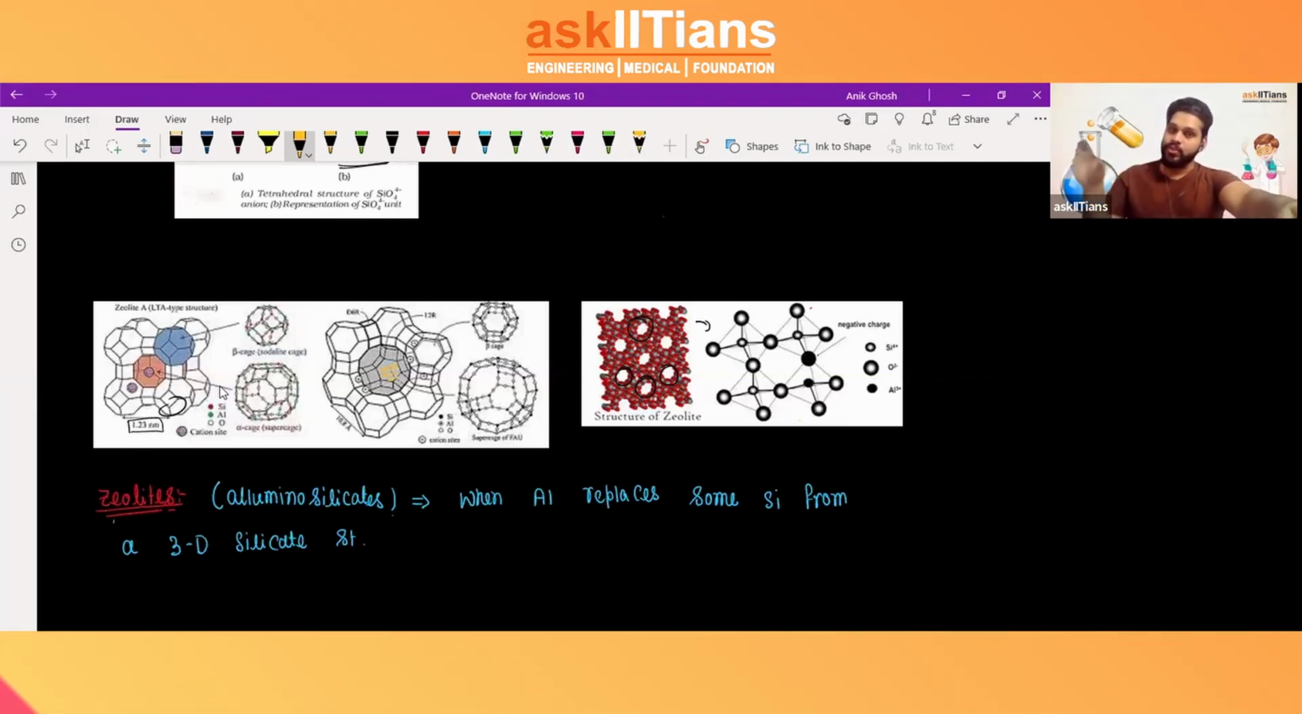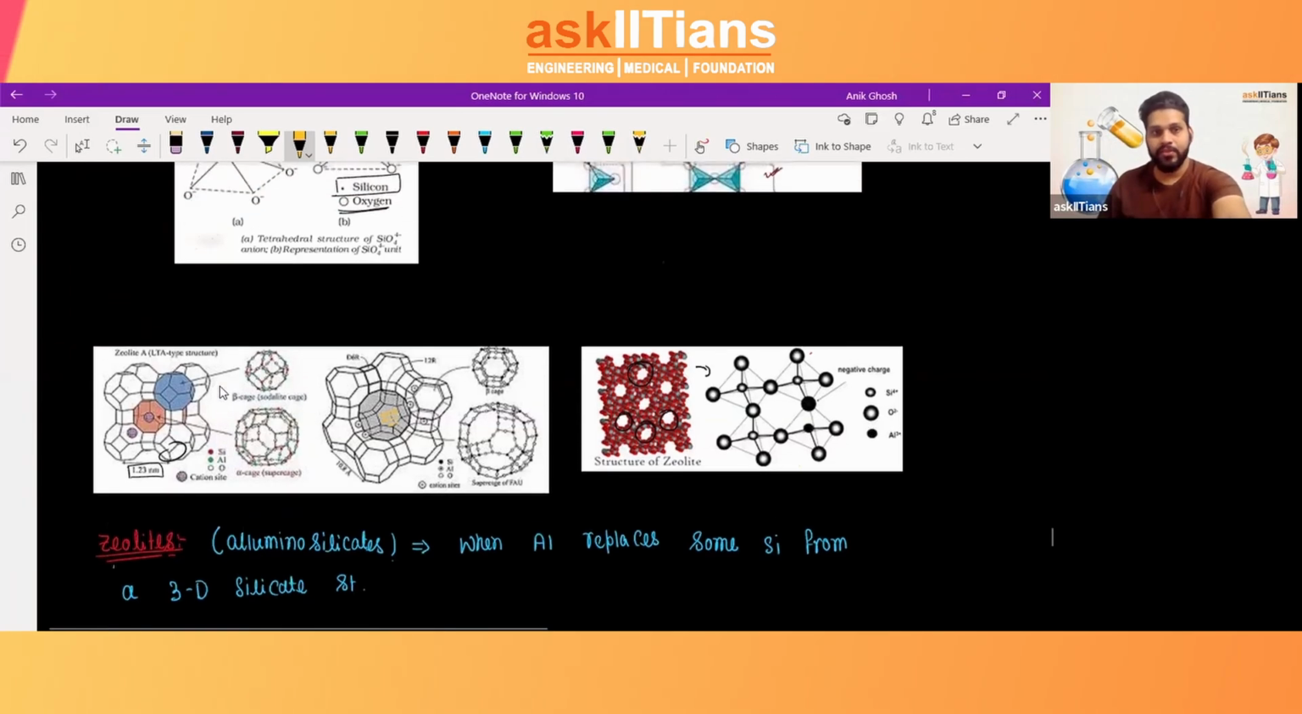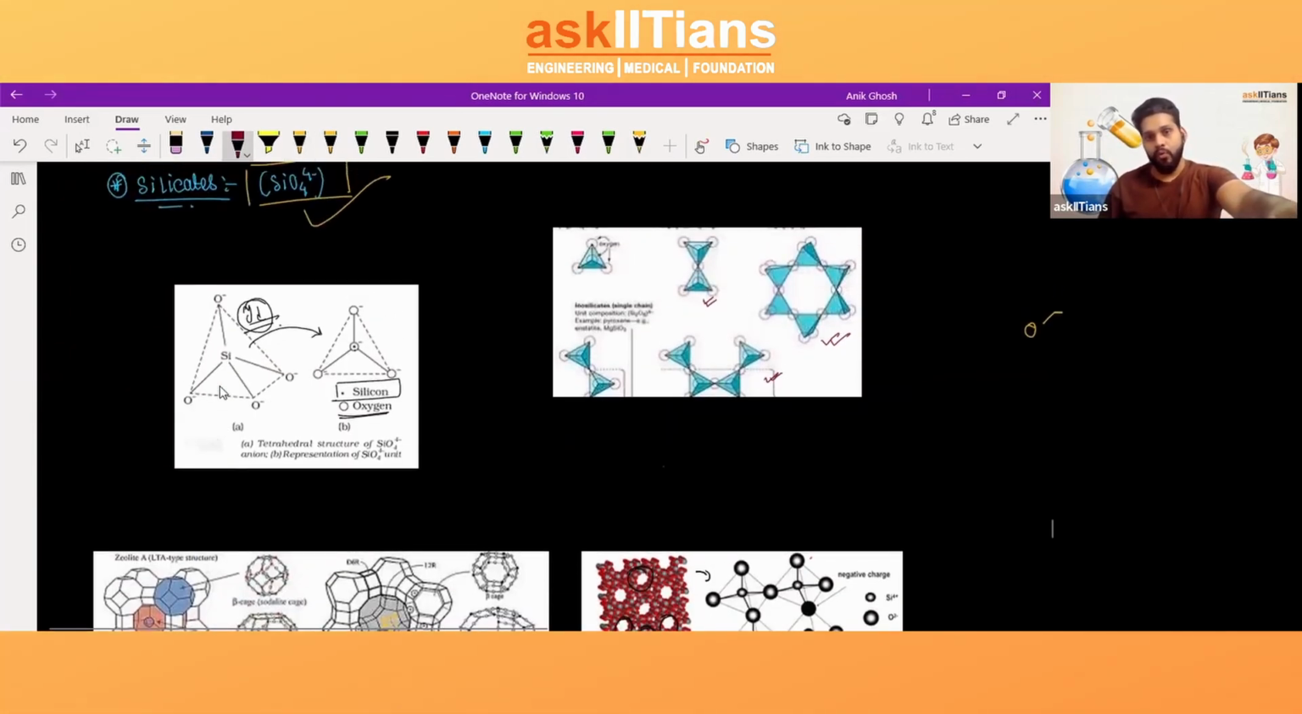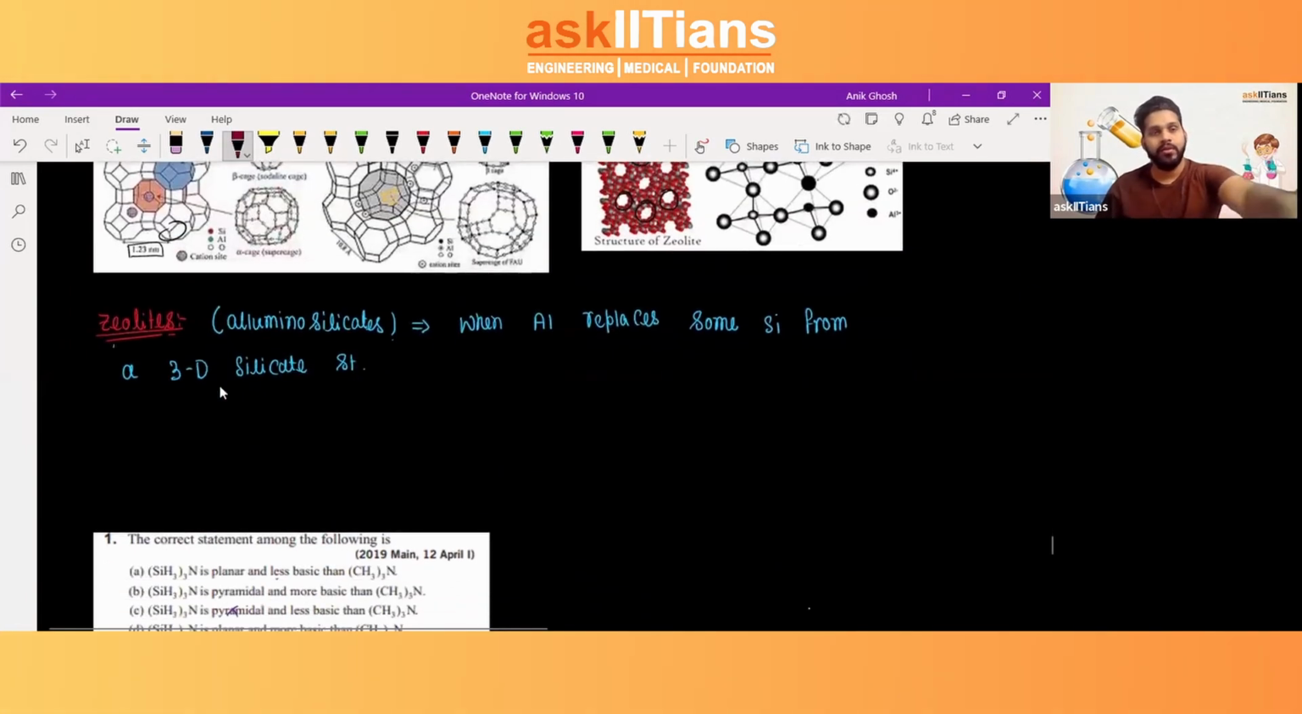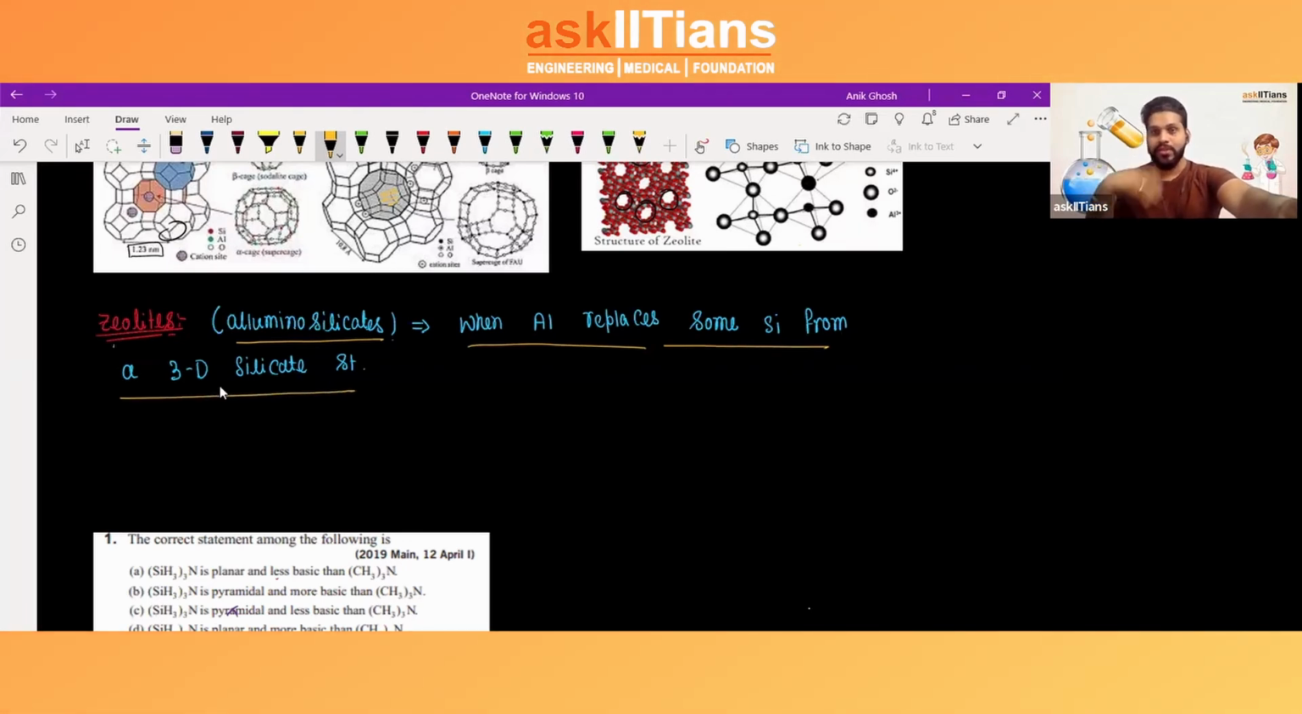Let's say we talk about the silicate structure. We have been talking about the silicate structures. Let's say suddenly we replace one of the silicons with aluminium. Then we are going to call that silicate structure an aluminosilicate structure. Aluminosilicates is what we call it. So when aluminium replaces some silicon in the 3D silicate structure, we get an aluminosilicate structure, and they are the actual things which are known as the zeolites.